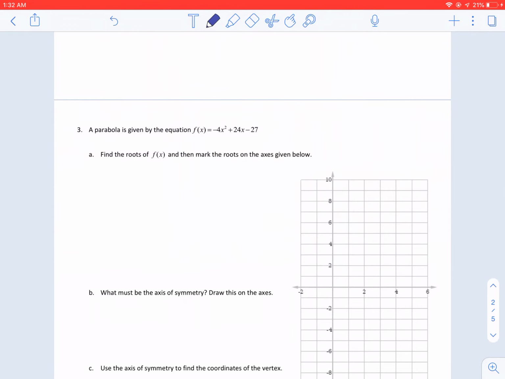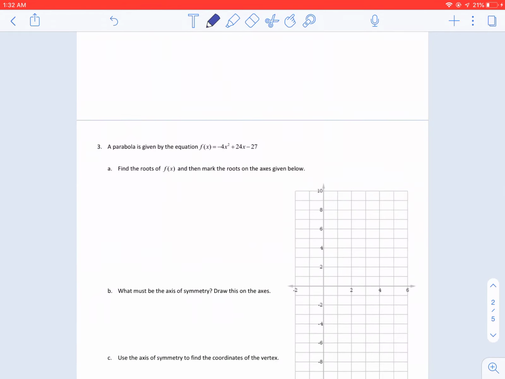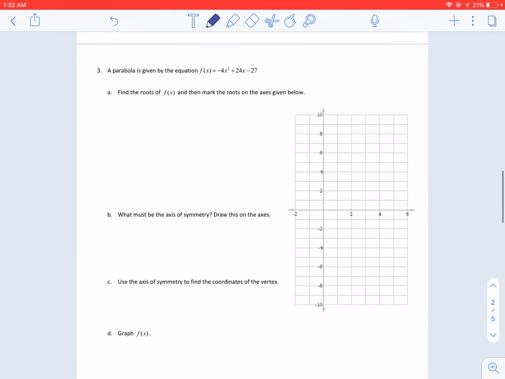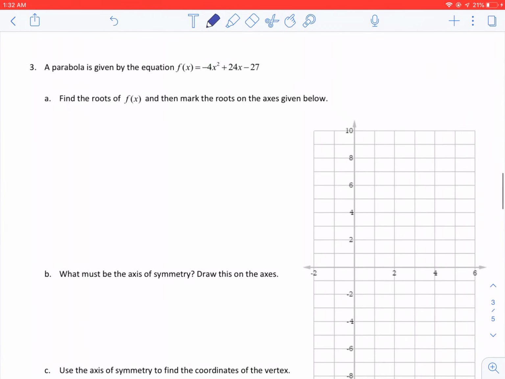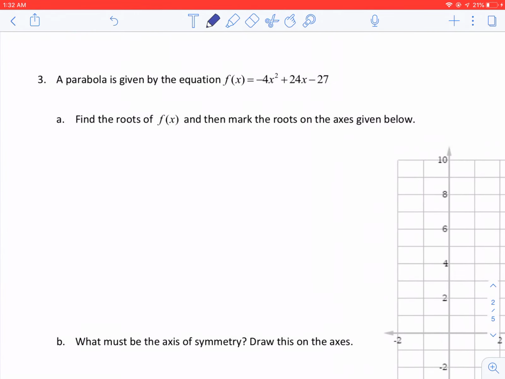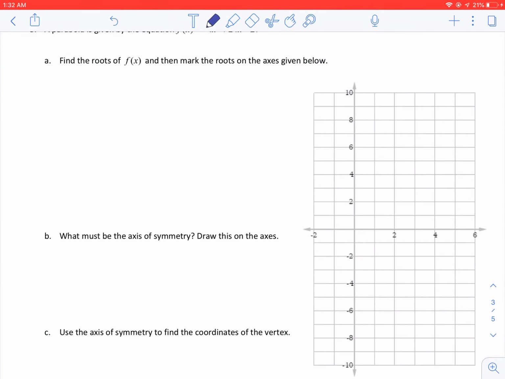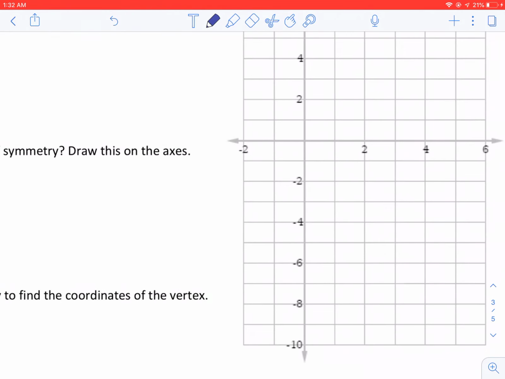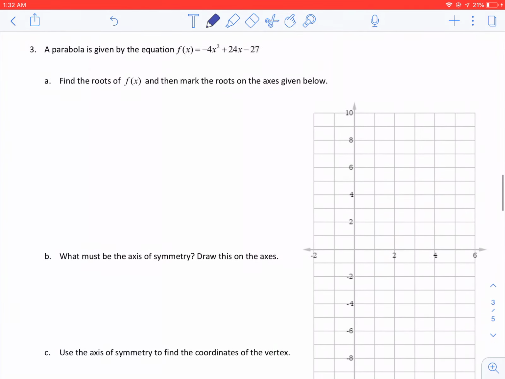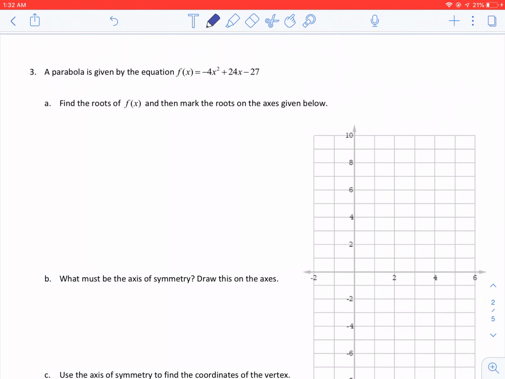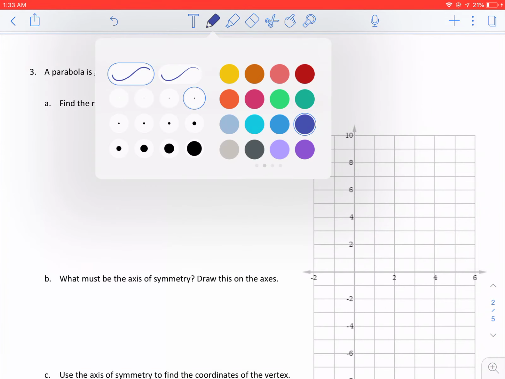So let's do this one more time. This one looks even a little more challenging, but it's going to be the same steps. We're going to find the roots. This time we're going to graph it accurately. I actually give you some axes here. So let's try this guy. A parabola is given by the equation f of x is negative 4x squared plus 24x minus 27.